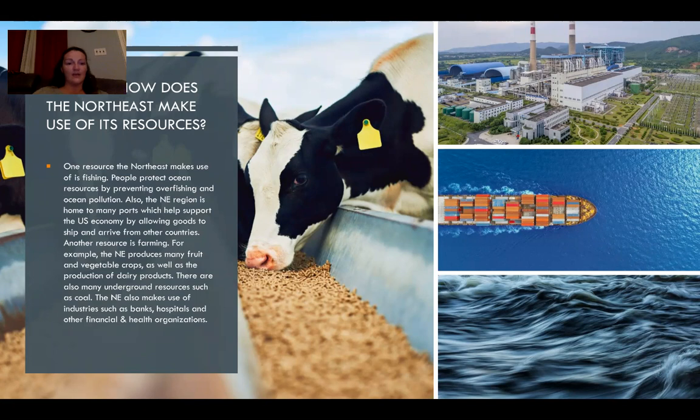Another resource is farming. For example, the Northeast produces many fruit and vegetable crops as well as the production of dairy products. There are also many underground resources, such as coal. The Northeast also makes use of industries such as banks, hospitals, and other financial and health organizations.